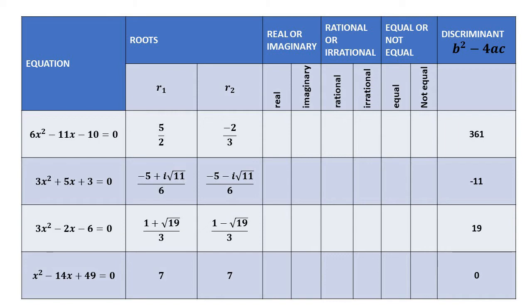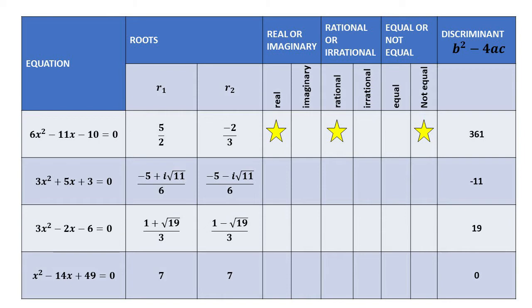So let's have 6x squared minus 11x minus 10 equals 0 with 5 halves and negative 2/3 as their roots. Is it real or imaginary? Based on the roots, it is real. Is it rational or irrational? Yes, it is rational. Is it equal or not equal? Yes, it is not equal. And the value of the discriminant is 361. Now let's move to the next equation.